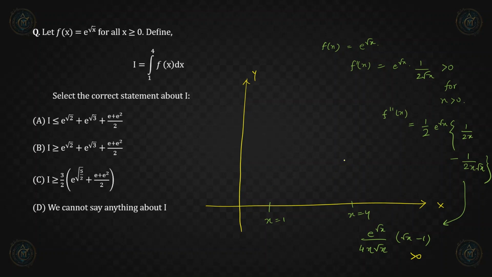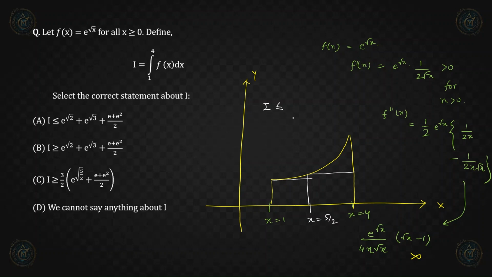So let me draw it correctly. It looks something like this. This is the point x equal to 1, this is the point x equal to 4. Then we try to approximate this integral by Riemann sum first. How many intervals should we take? Let us take two intervals first. So we divide this interval into two equal parts. The midpoint of this interval will be x equal to 5 by 2, right? So this thing we join and then we construct the rectangles.